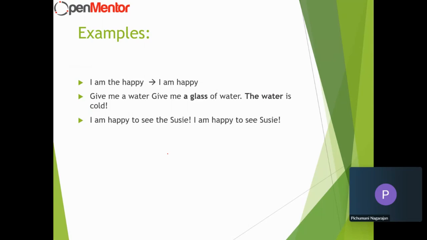On the other hand, when you are referring to the entire group, the entire water, you can say "the water is cold". And whenever you are referring to a single pronoun, you don't say "I am happy to see the sushi". No, "I am happy to see sushi". So these are some examples of how we should not use articles.